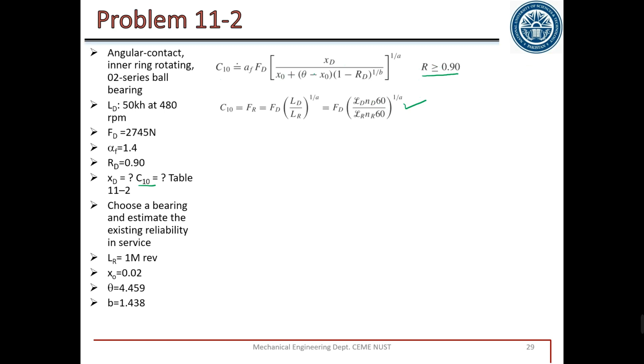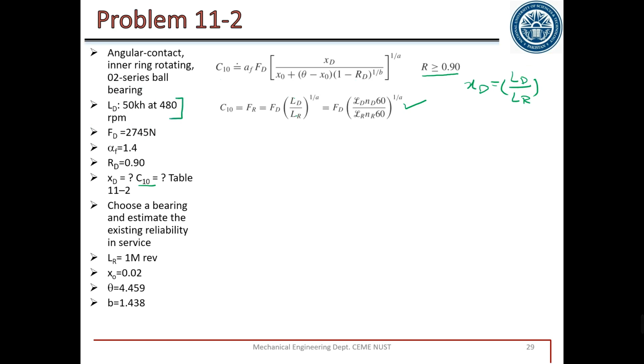So starting with calculating the value of XD. The value of XD is this: LD by LR is XD. What is desirable life?